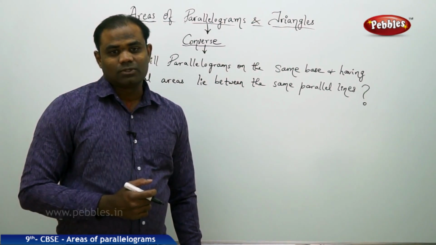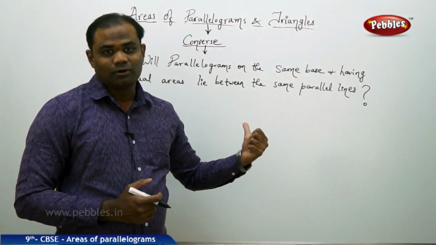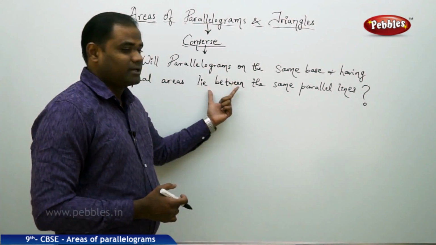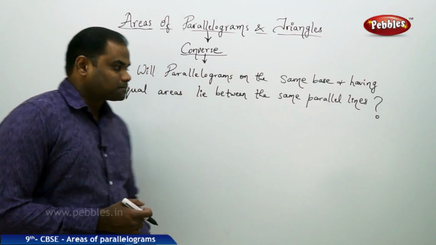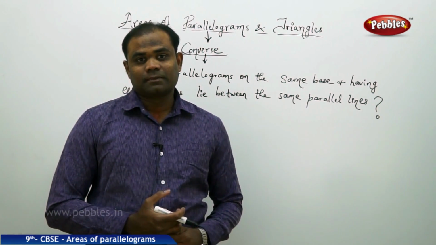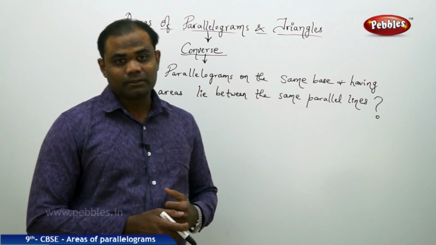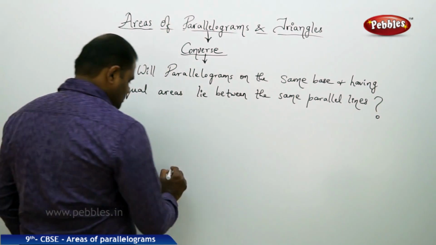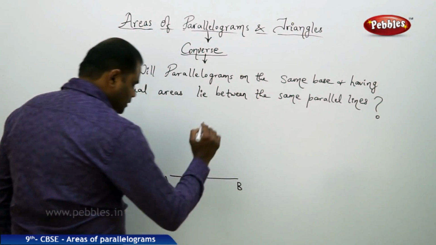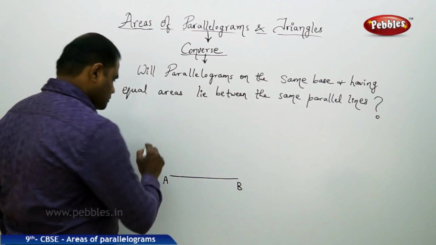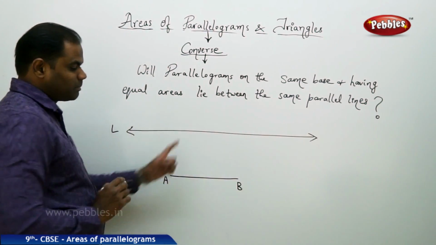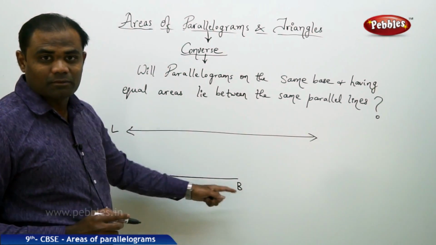out here. So let's see the converse of the previous theorem, investigating the converse of same bases and same parallels. Now let's take two parallelograms with the same base and lying between two lines which are not parallel. So the converse clearly says that if I have the same base AB and two parallelograms, let me say there's another line L which is not parallel to this but a bit away from the base AB.